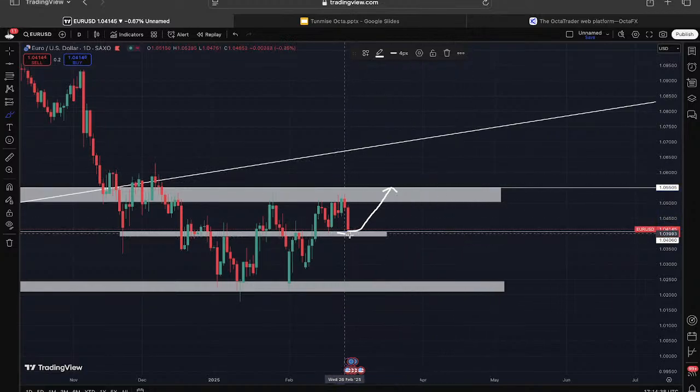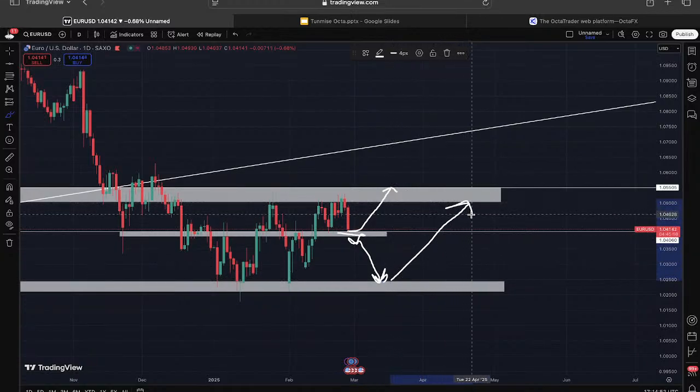So if this does not hold and price breaks out of this level, we might see price just come and retest this support zone before picking up back to this level. So it's a question of what would be our decision as a trader now. Would our decision be to buy? Would our decision be to sell? Or would our decision be to wait? Alright?